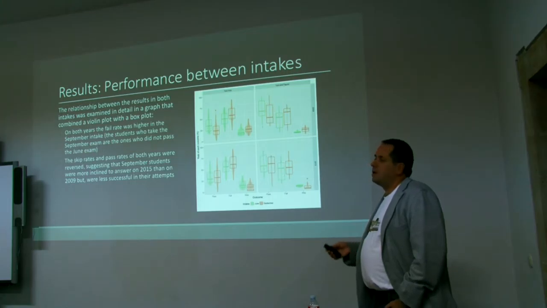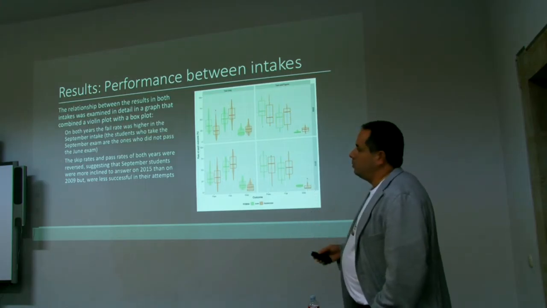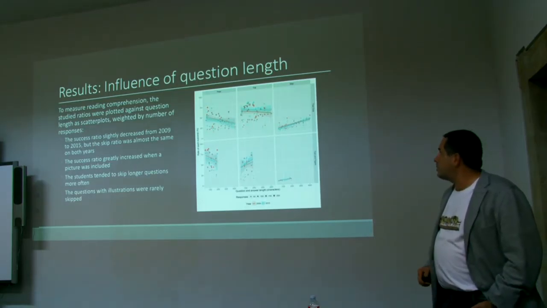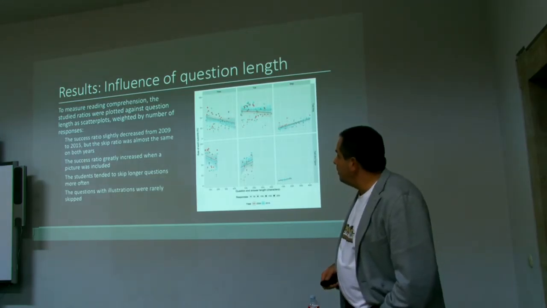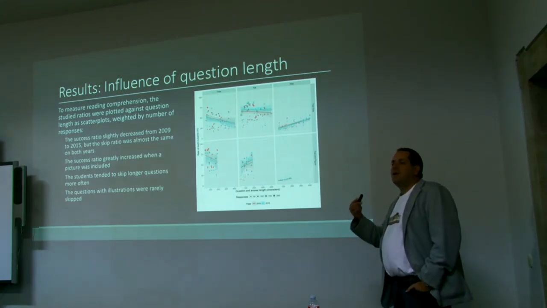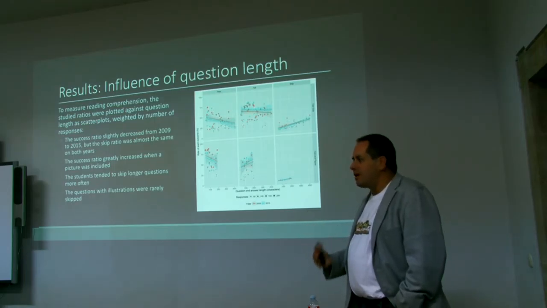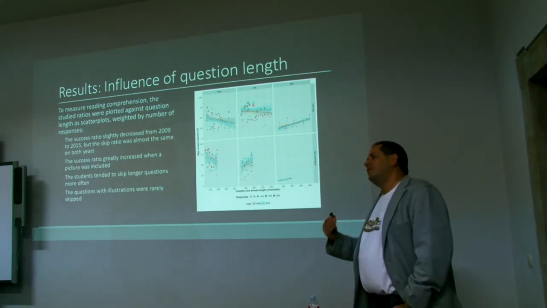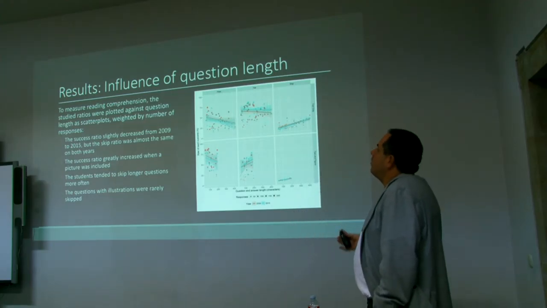This result is logical. We have the bad students in September, and maybe they are not prepared to answer the questions that we have in the test. Influence of question length: the success ratio decreased from 2009 to 2015. This is the second sentence I am working on, to say that maybe project-based learning and not typical contents or typical education needs to read more and more.